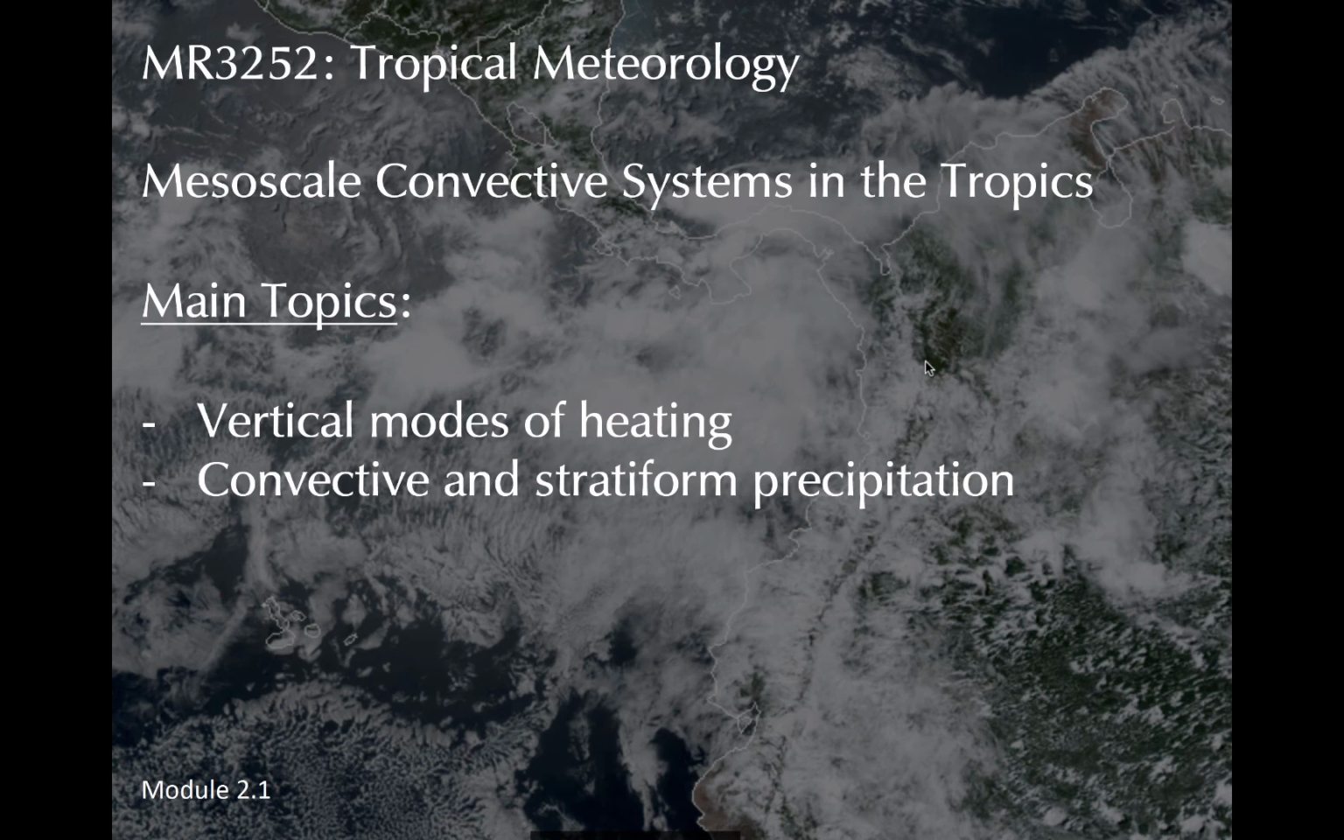This lecture series will introduce you to a few basics of convection that develops on the mesoscale in the tropics. Clouds organized at the mesoscale, which is approximately 100 kilometers in dimension horizontally, are responsible for the majority of observed precipitation in the tropics. In the first module, we'll start off with a discussion of convective and stratiform precipitation.